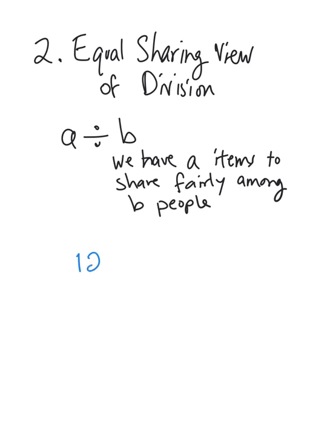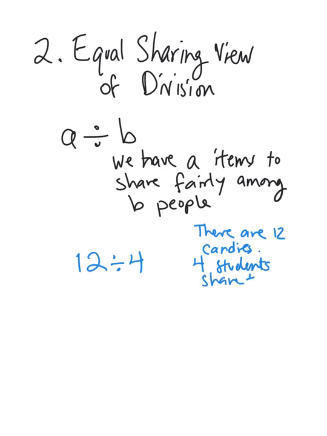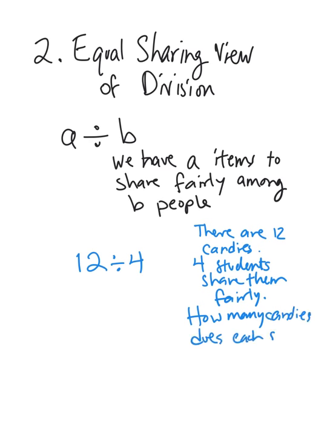In a case with some numbers like 12 divided by 4, I might say there are 12 candies. 4 students share them fairly. And then the question would be, how many candies does each student get?